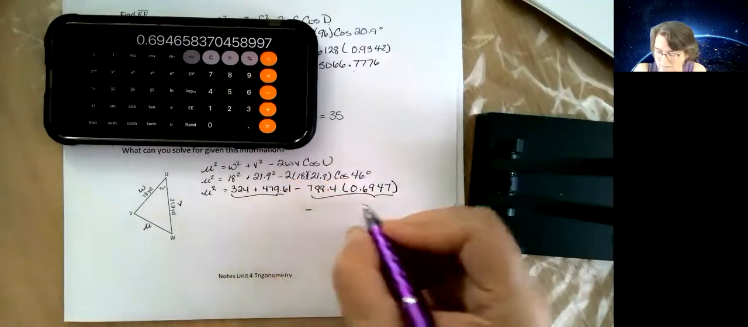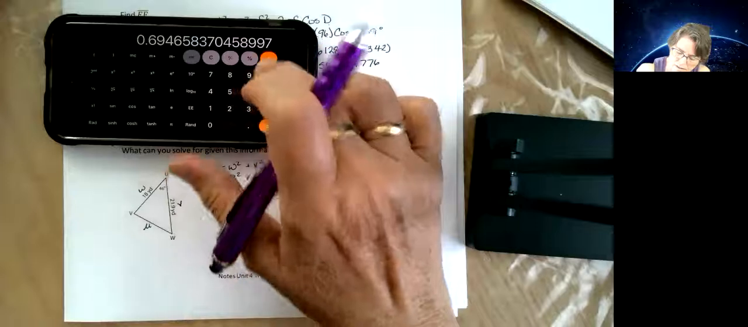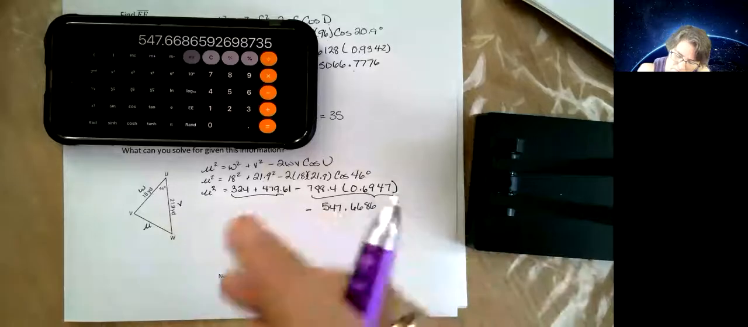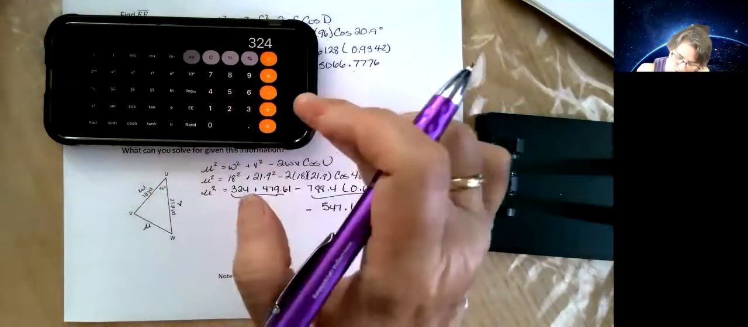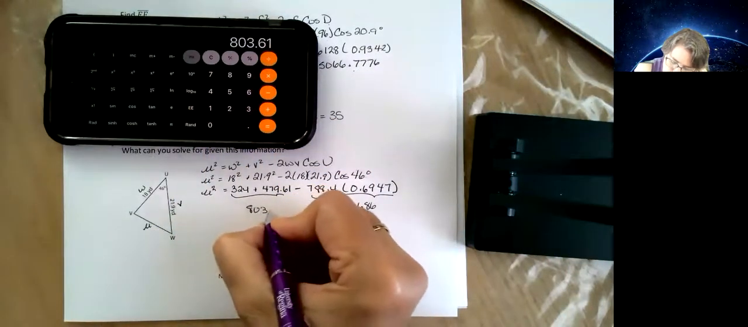All right, and put these together, these together. I'm going to keep cheating. I'm going to do that part first. I guess it's not cheating. Order of operations says you do multiplication next. But mostly it's because I'm lazy. So 547.6686. 324 plus 479.61, 803.61.